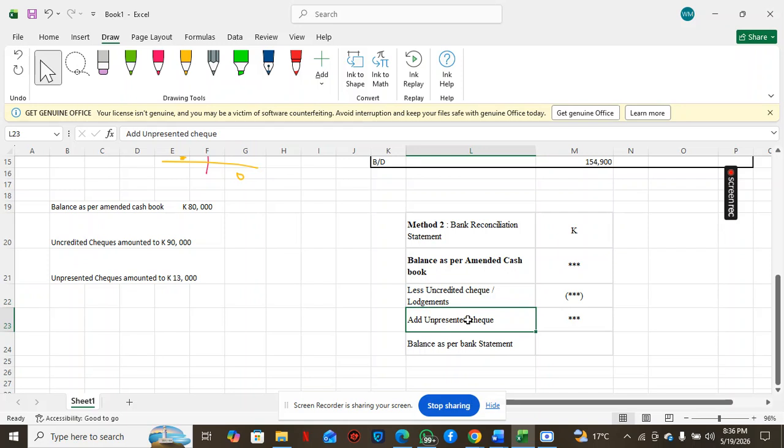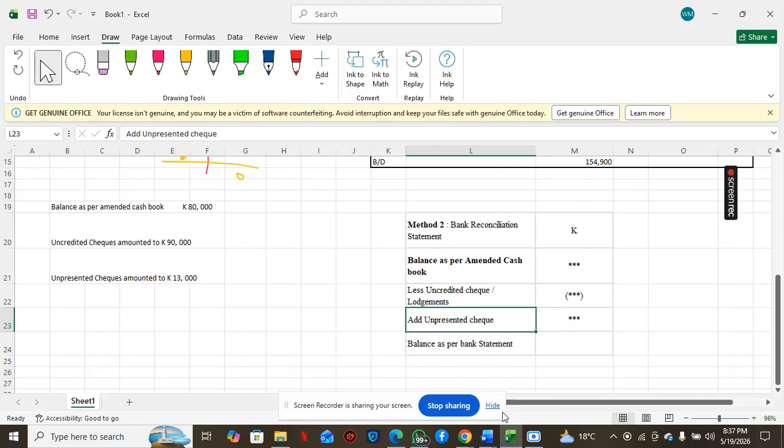Then unpresented checks, these are payments that you have made, but the bank is not aware of it. You made the payment by check from your business and you recorded it in your cash book. Probably the person you gave the check hasn't taken it to their bank, so your bank also won't be aware that a transaction has occurred.